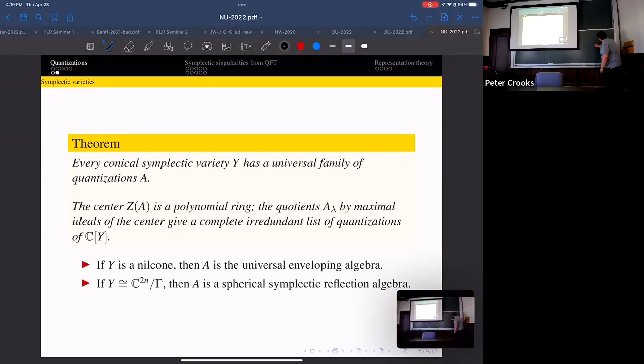So I have my y, and there's a universal family. Is the board going to be readable? Or should I write it on the iPad? You could turn on the light maybe for a moment.